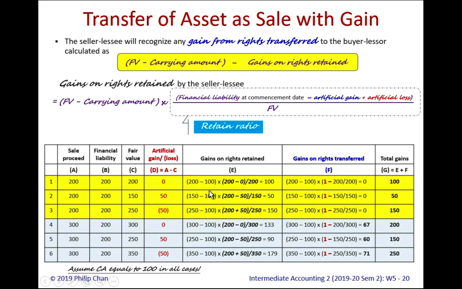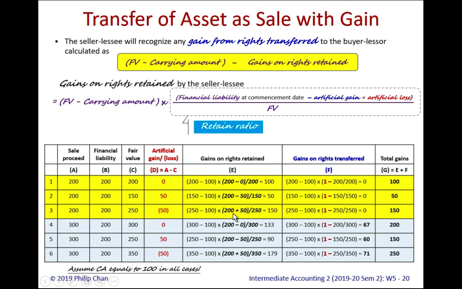Now they are total gain, multiplied by the retained ratio. Financial liability adjusted by the artificial gain or loss. Artificial gain or loss, remember, is what? Sales minus fair value, right? First one 0, second one 50, third one negative 50, which means a loss. So you then adjust them here. For the gain, you minus, for the loss you add back.